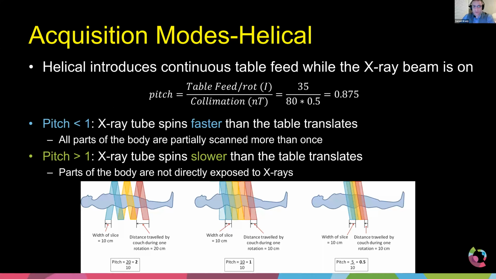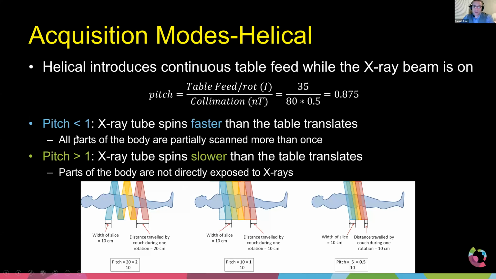So if we're not going to do volume mode, we're going to use helical mode. And for helical mode, as you all remember from your days in school, pitch basically takes into account how fast the table is moving. This table feed per rotation is divided by the overall total collimation, the number of detector elements and how physically small they are. Most of them are 0.5. One vendor has 0.625. And then they all come in a variety of different configurations.